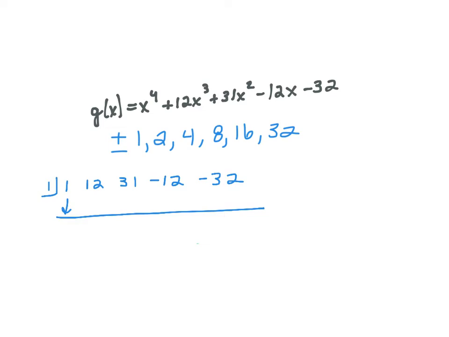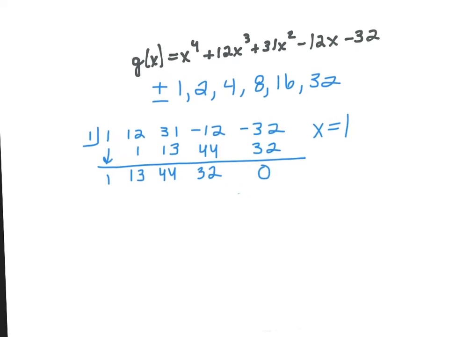So on this problem, I'm going to go 1 times 1 is 1. 12 plus 1 is 13. 13 times 1 is 13. What's 31 and 13? 44. Good. 44 times 1 is 44. So negative 12 and 44 is? 32. Good. 32 times 1 is 32. So negative 32 and positive 32. What'd you guys just show me? It works. So x equals 1 is a factor, is a 0.